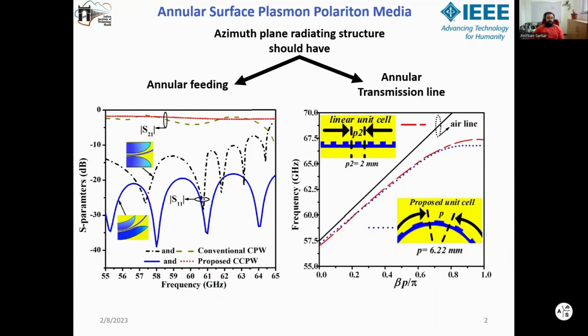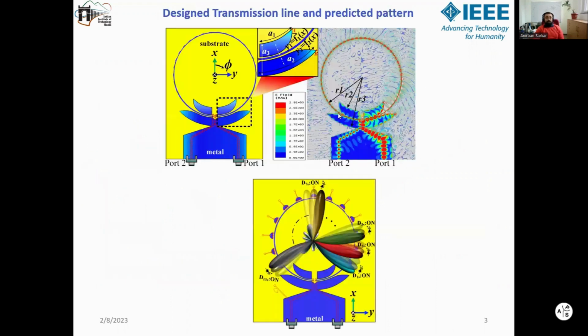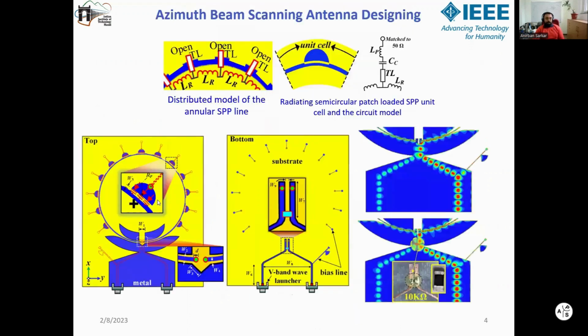So how can you design the antenna geometry then? After that, I put very closely spaced radiating structures on the circumference of the transmission line that can provide the radiation pattern throughout the antenna geometry. This is the prediction. Now, how did I implement that? I used varactor diodes in very close proximity with the transmission line and the radiating patch.